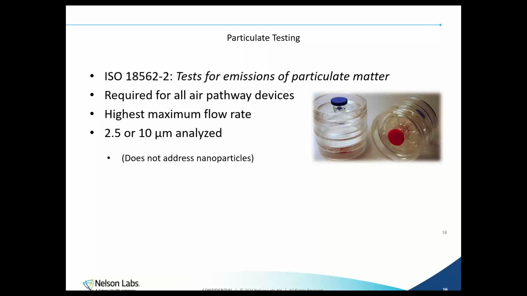This air must be of a certain flow rate and temperature. Particulate testing requires the highest clinically relevant flow rate, or the highest flow rate for which the medical device may be set at. The highest flow rate must be used when sampling, as it is seen as a more worst-case scenario. Of this air that has been sampled, particulate matter 2.5 and particulate matter 10 is then analyzed and taken into account within the toxicological risk assessment. This particulate testing does not account for any nanoparticles coming off the device.